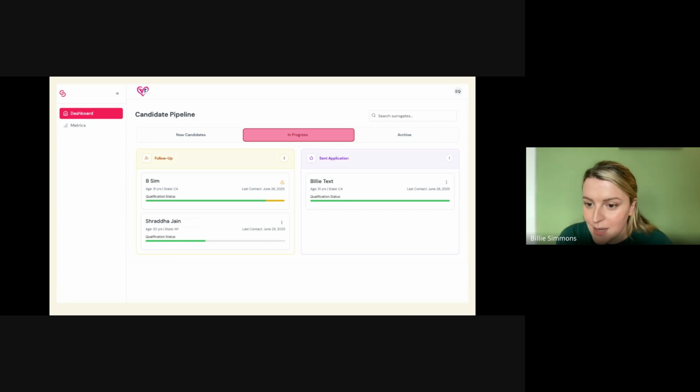We got a question coming in. Can we customize which contact methods are available to the potential DC? So if we wanted to limit to text and email, yeah, we can do that. That initial screen that the surrogate candidates will see is fully customizable in that sense.